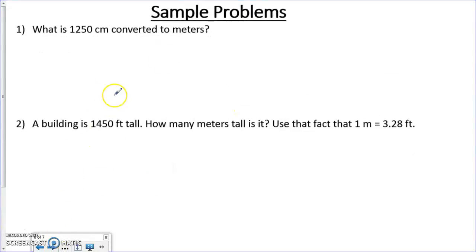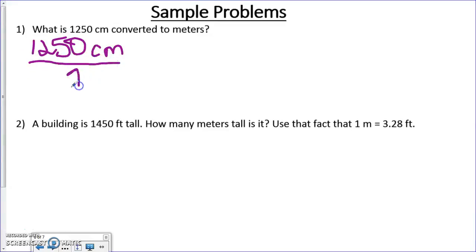Okay, so let's do a couple of practice problems here. Number 1, what is 1,250 centimeters converted to meters? So we need to go from centimeters to meters. We don't see the word per, so we're going to just put our original unit over 1.